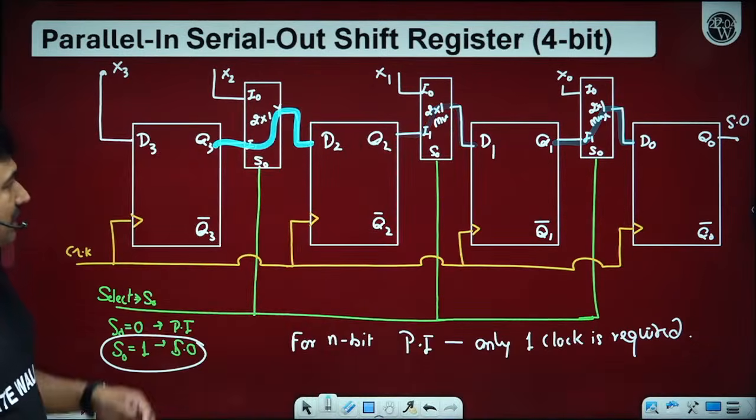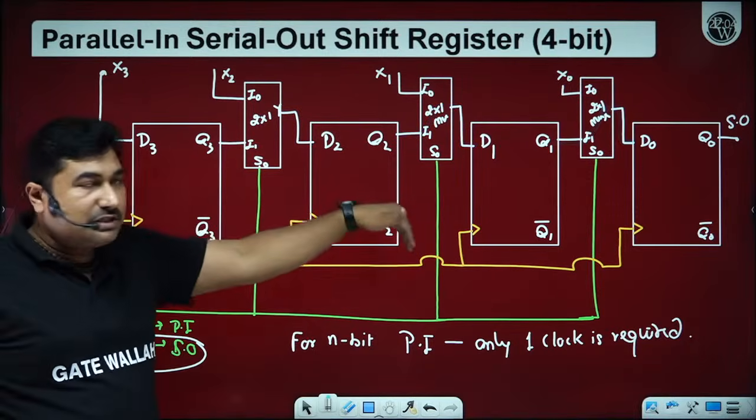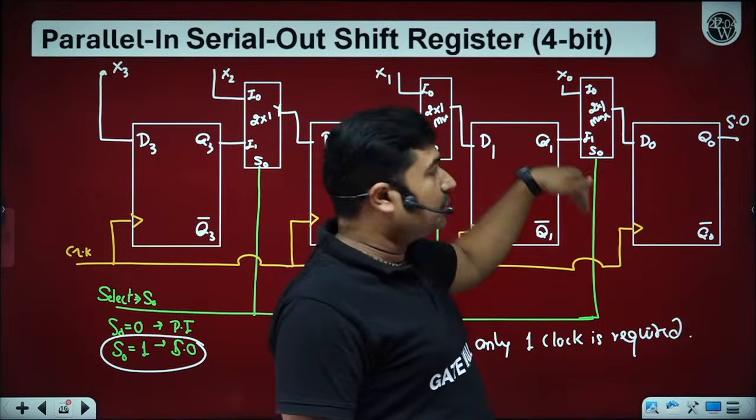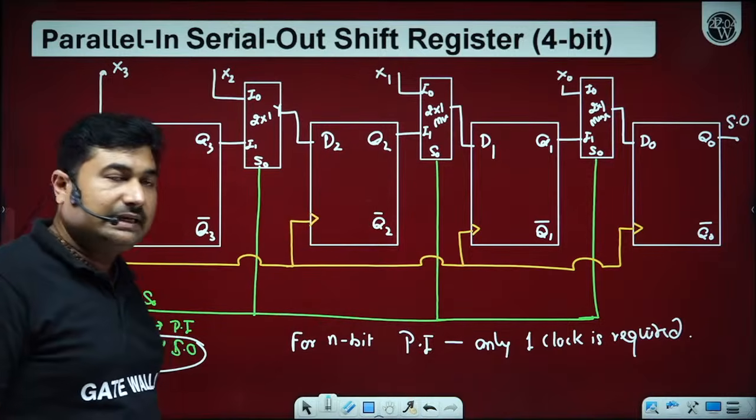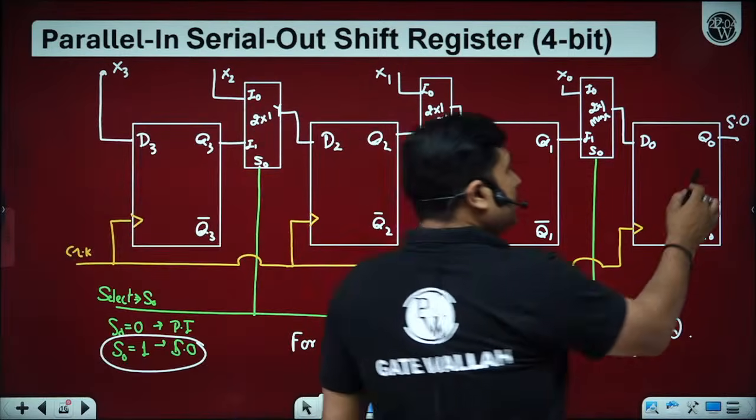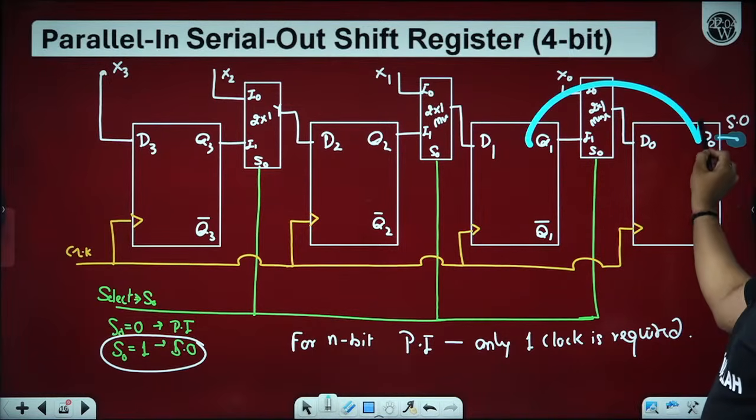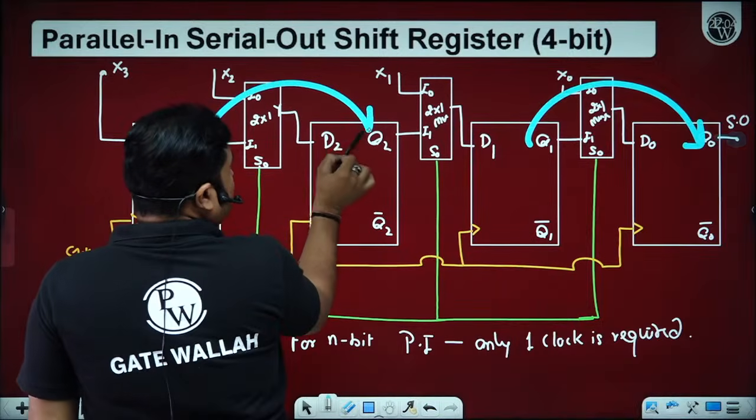So whenever we provide a clock, the data at Q3 is shifted to Q2, Q2 is shifted to Q1, and Q1 is shifted to Q0. How many of you are able to understand? Q0 data is already available at the output port, but we need to shift this data. It requires one clock pulse. In one clock pulse, it will reach here.